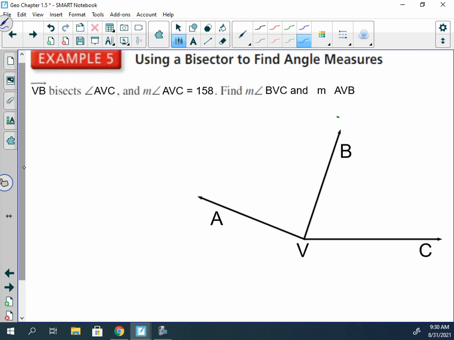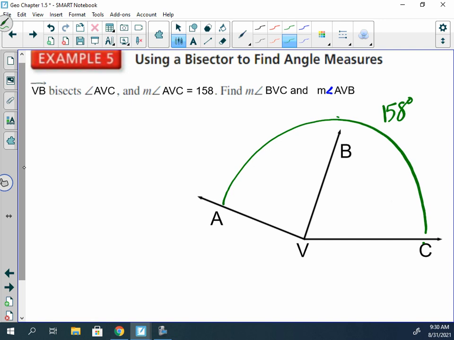VB bisects angle AVC, and the measure of angle AVC is 158. Find the measure of angle BVC and the measure of angle AVB. So VB bisects it, so it cuts it in half. AVC, the whole angle is 158 degrees, yes? And what did we say this did? It's a bisector, yes? So it cut it in half.